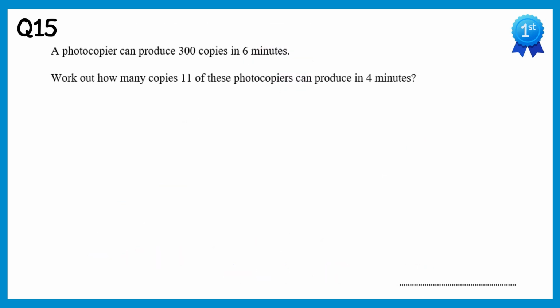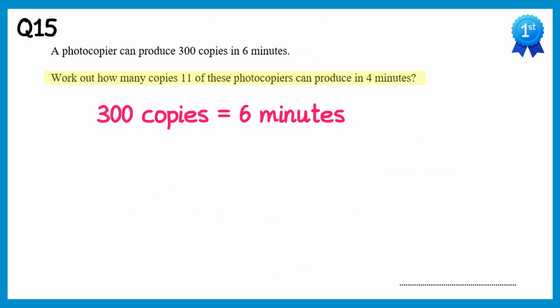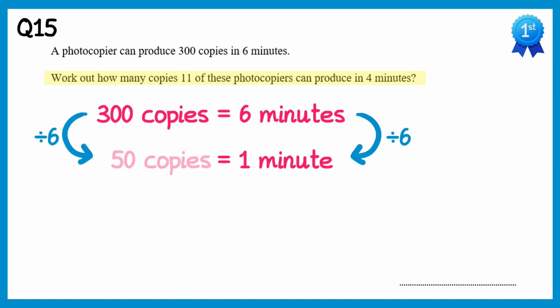In this question, we're told that the copier can produce 300 copies in 6 minutes. But we need to work out how many copies 11 of the copiers could do, but in 4 minutes. So let's first of all try and work out what one copier could do in 4 minutes. If we divide 6 minutes by 6, we end up with 1 minute. So if we divide 300 copies by 6, we get 50 copies. So one of these copiers can do 50 copies in 1 minute.